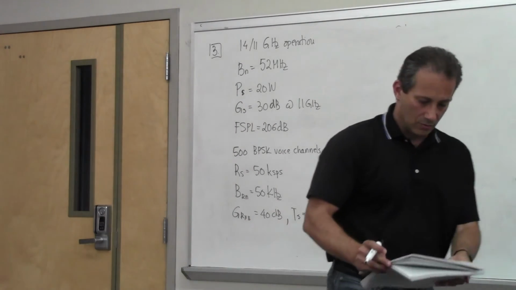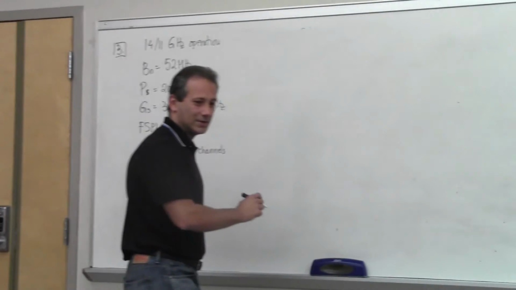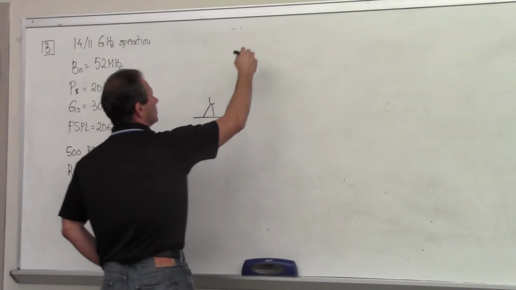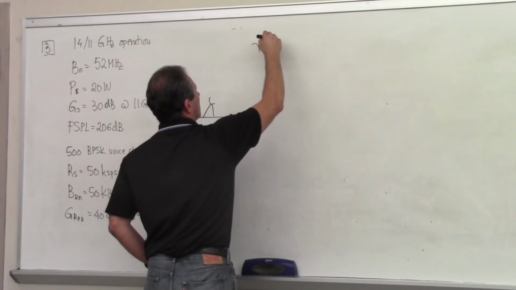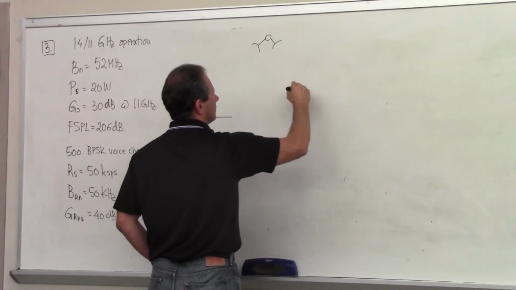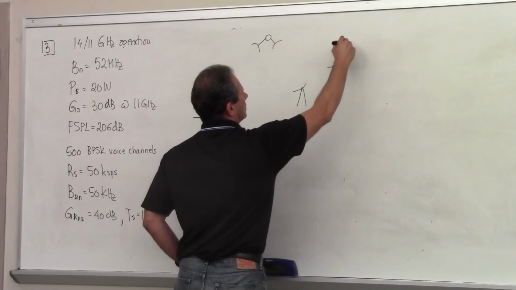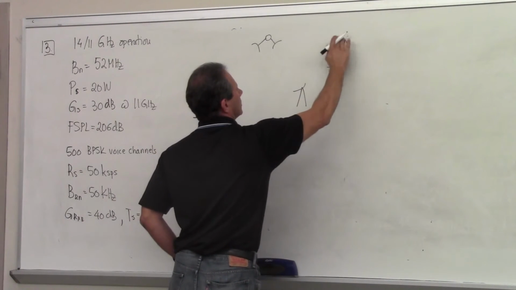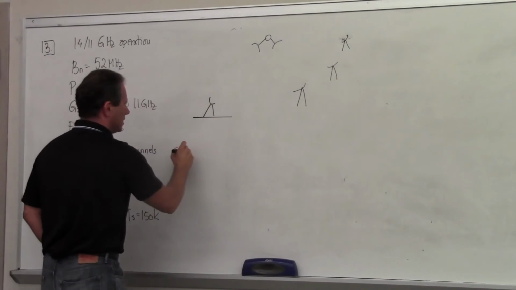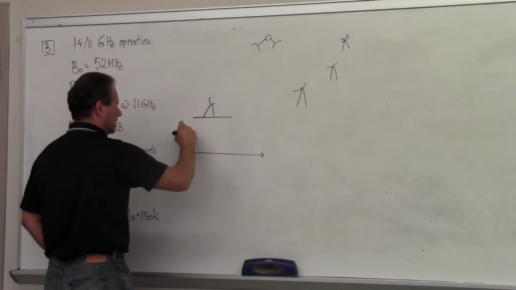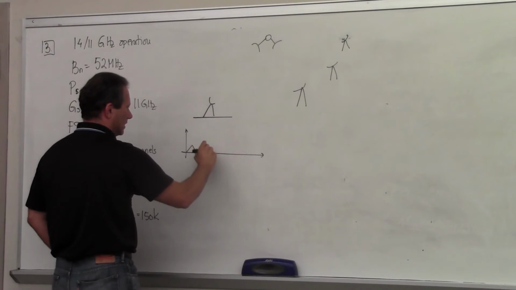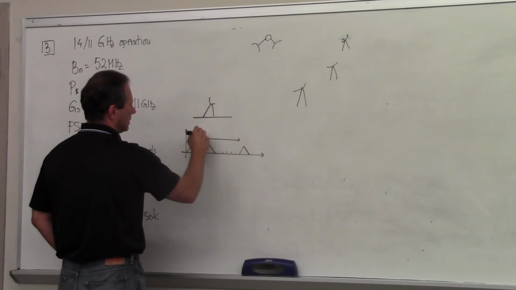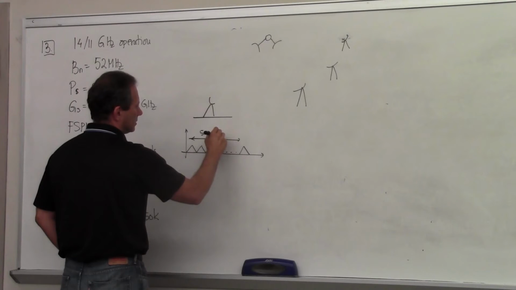Okay, so let me draw what this is all about first. I always say, draw these pictures. They're trivial, but they help you understand what is going on. So you have a satellite, and then you have multiple earth stations on the down. Now, this one here assembles a signal that has, what did it say, 500 voice channels. So there are 500 voice channels.